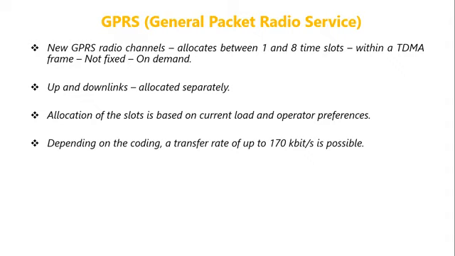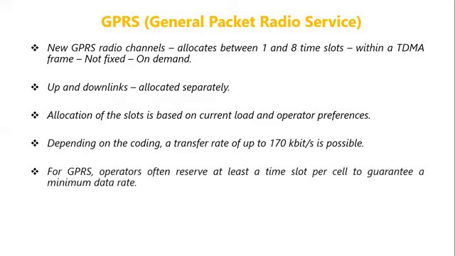For every user, there will be an uplink and also a downlink, allocated separately for each user. Allocation of these slots is based on the current load and operator preferences. For GPRS, operators often reserve at least one time slot per cell to guarantee a minimum data rate. The GPRS concept is independent of channel characteristics and channel type and does not limit the maximum data rate.